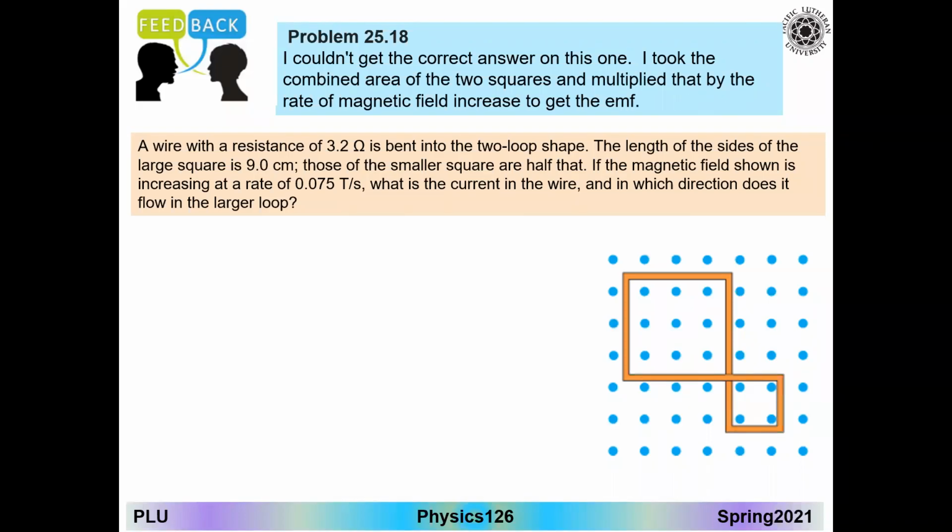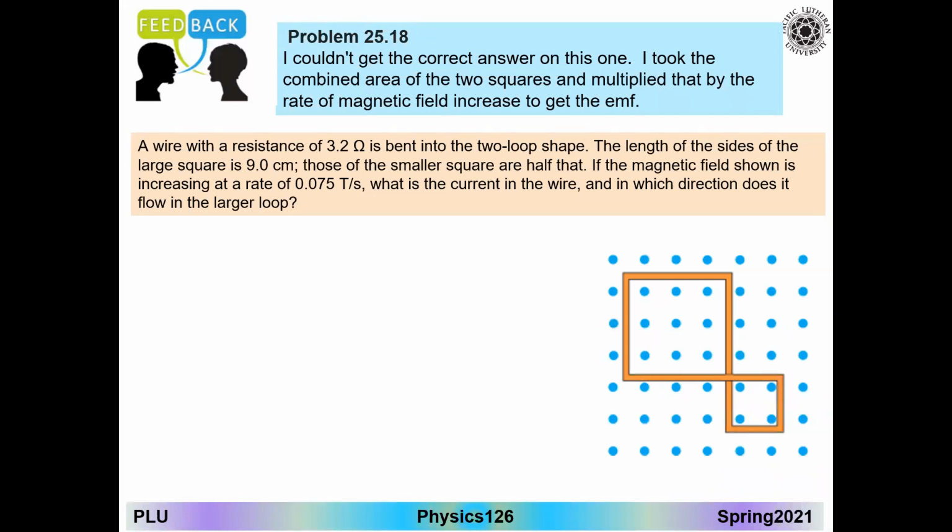Here is problem 2518 from your homework. In this problem you are given the resistance of the wire, 3.2 ohms, and it's bent into two loops in square shape. You are given the length of the side of the large loop, 9 centimeters, and the second one is half of it, so 4.5 centimeters.